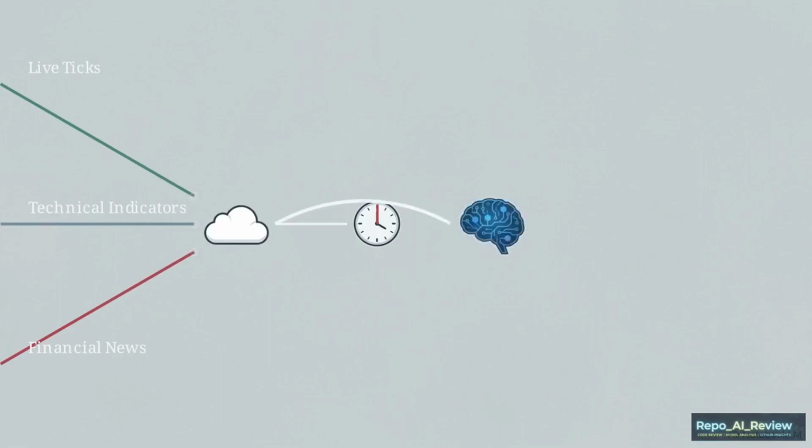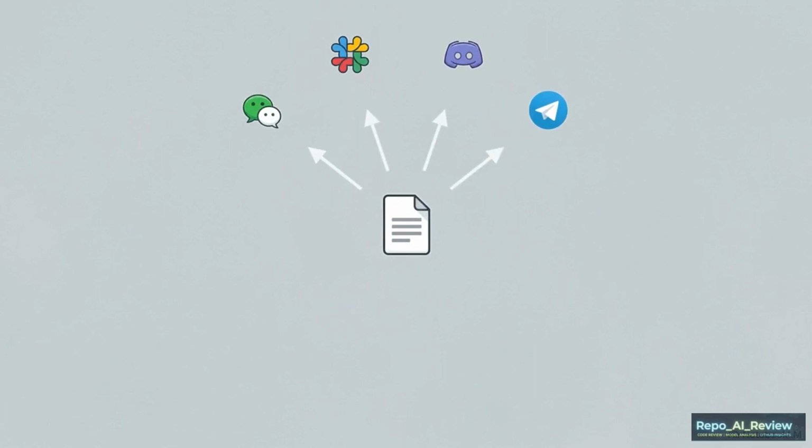All of that scattered raw data is then routed directly into large language models. The AI processes the noise, synthesizing the technical indicators into one clean, unified summary document. Finally, the system broadcasts this generated dashboard straight to your device. It pushes the final report through your preferred channel, whether that's WeChat, Slack, Discord, or Telegram.